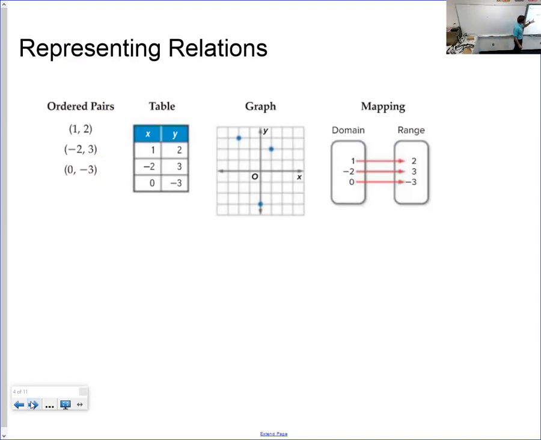So we have the point 1, 2, and we could go through all of them. So these are different ways of representing the same relation. There are benefits to each of these.